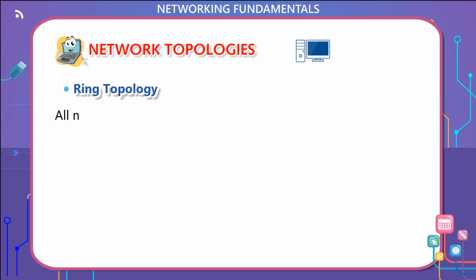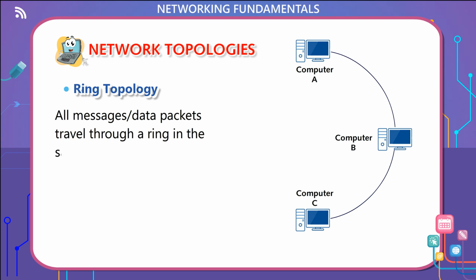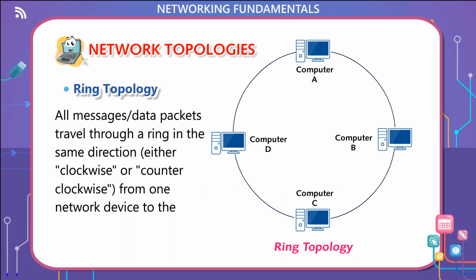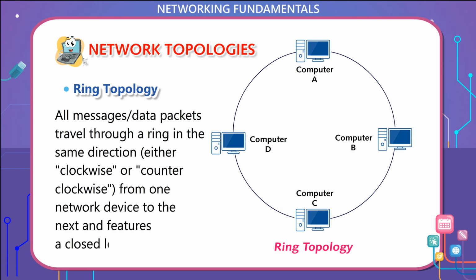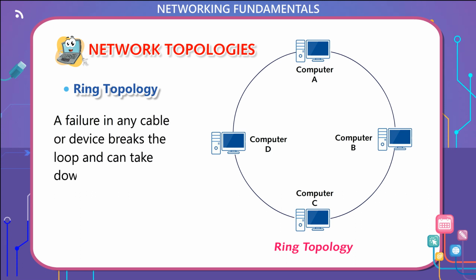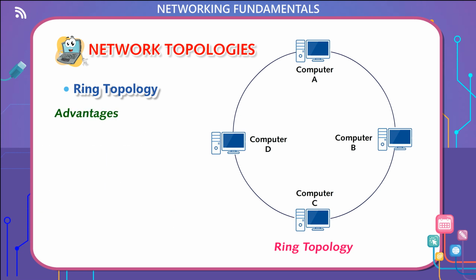Ring topology. All messages, data, packets travel through a ring in the same direction, that is, clockwise or counterclockwise, from one network device to the next, and features a closed loop. A failure in any cable or device breaks the loop and can take down the entire network. Ring patterns can be found in some office or on school networks.